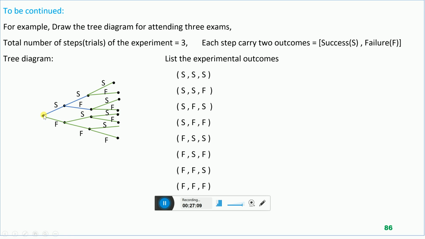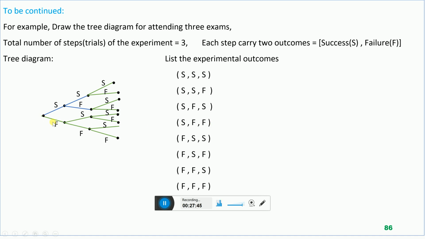Again we will follow this path. We start from here and come here and then here. So look, this is S, F, S. Again we start from the leftmost node, the break point, and follow the path and move here to this point. So again this path represents three outcomes. One is S, other is F and other is F. So S, F and F we list in here.